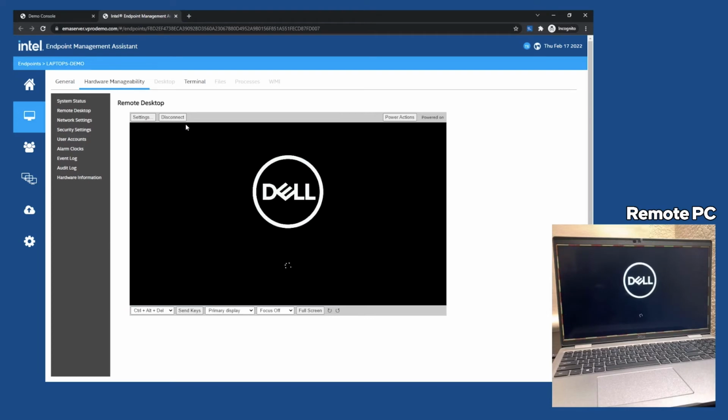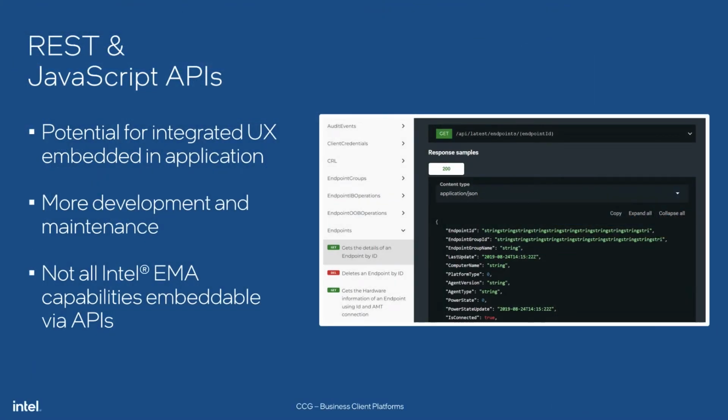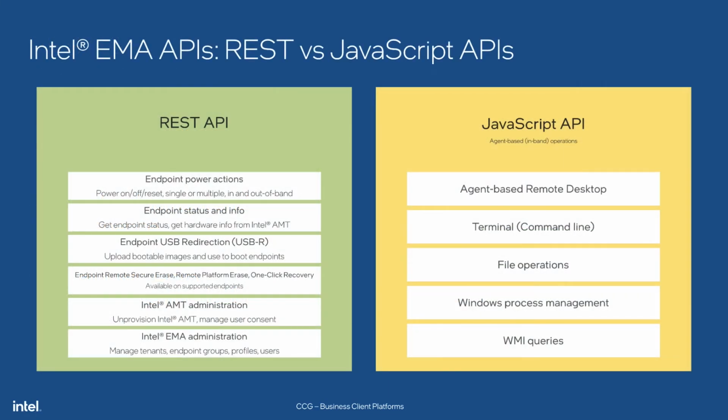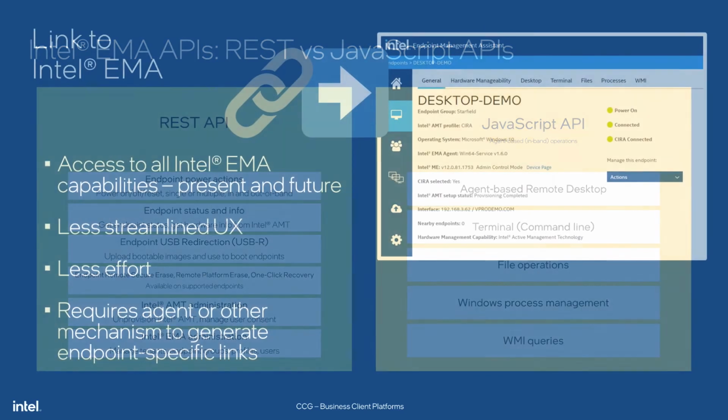So that illustrates at a high level the API versus the link-based integration approaches. In terms of specific considerations, API-based integrations can provide a more integrated user experience at the expense of potentially more development and maintenance effort over time. Many Intel EMA features are available through either REST or JavaScript APIs, including in or out-of-band power actions, remote platform erase, and numerous in-band features through the agent like remote desktop or file and process management. At the same time, not every Intel EMA capability is currently embeddable through APIs. For example, APIs enabling integration of out-of-band remote desktop through Intel AMT is a future feature in EMA's product backlog.